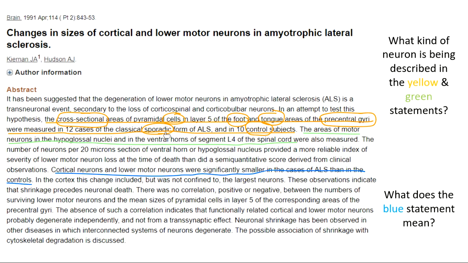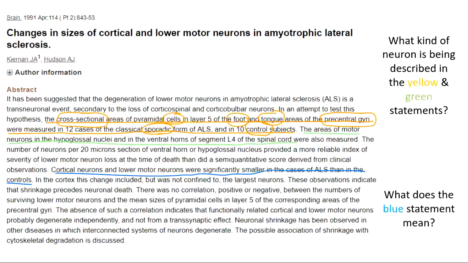So let's look at this sentence as a whole. The sentence as a whole says the cross-sectional area of pyramidal cells in layer 5 of the foot and the tongue areas of the precentral gyrus was measured in people with ALS and in people without ALS. Now, we know what cells are. We may not know about pyramidal cells.